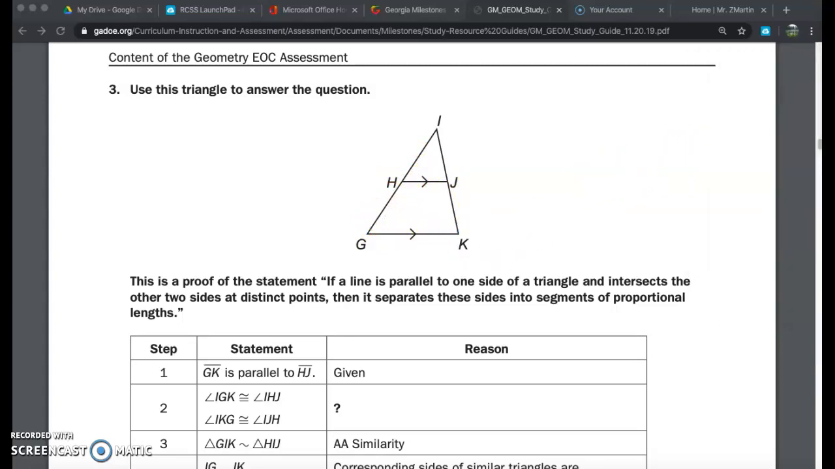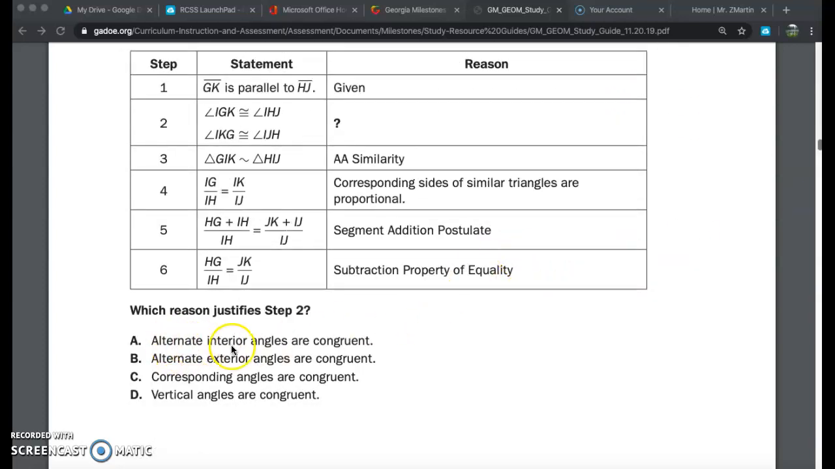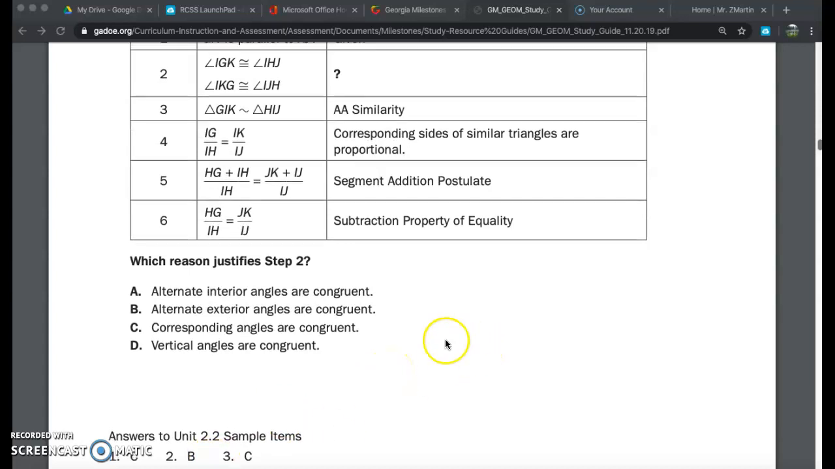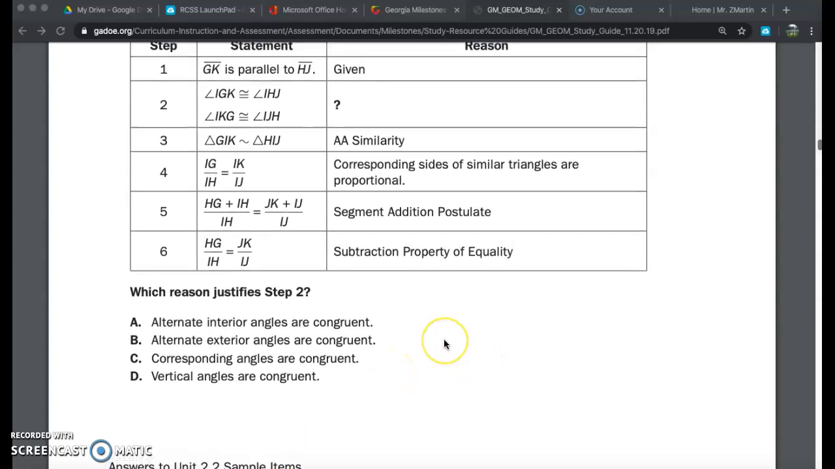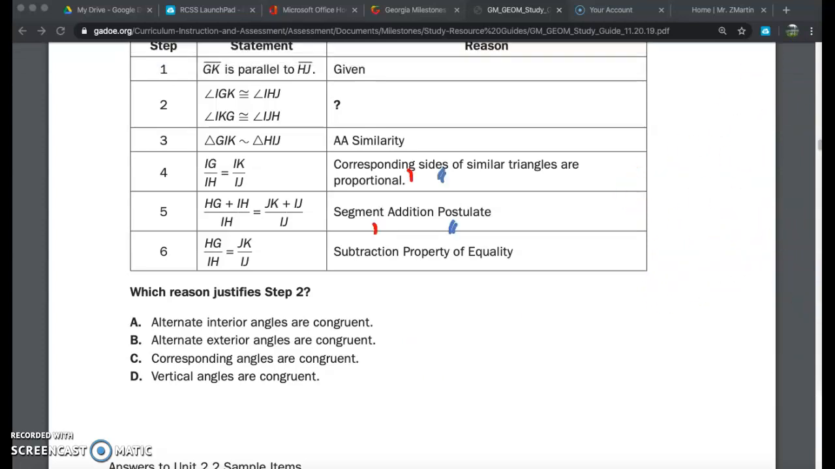Well, if we scroll down, we're going to be given some choices. The choices there are alternate interior angles are congruent, alternate exterior angles are congruent, corresponding angles are congruent, and vertical angles are congruent. So real quick, you can see the answer there. But real quick, let's figure out what these things mean, because we might need to review quickly what we're talking about here. Let's see if I can get rid of what I've written over here. So let's get rid of this off the screen.